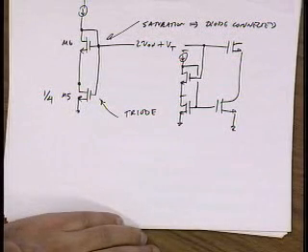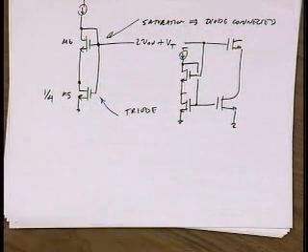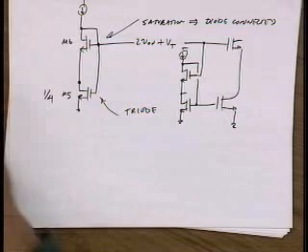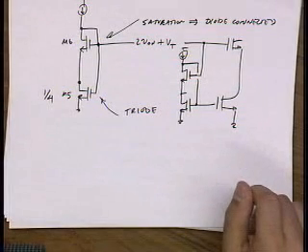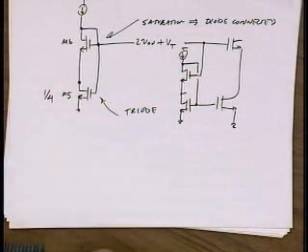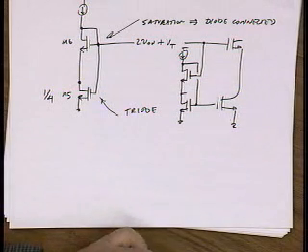Okay. Questions? Yes, Shiji? Why the gate of M6 is 2 overdrive plus VT? Okay, I didn't show that to you. You go through the equations and you can show it.